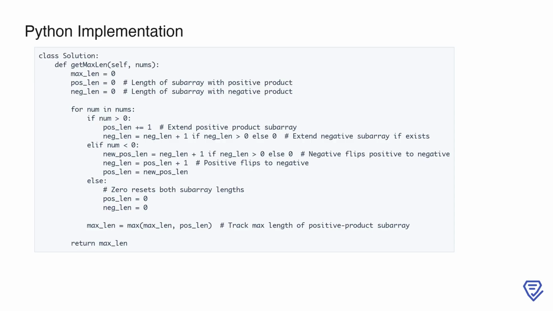3. Tracking maximum length: at each step, max_len is updated to the maximum of its current value and pos_len, which tracks the length of subarrays with a positive product. 4. Return result: finally, max_len is returned as the result. The algorithm runs in O(n) time, where n is the length of the input array, as it processes each element exactly once. It also uses O(1) space, as only a few variables are maintained throughout the computation. This makes it an efficient solution for the problem, capable of handling large input sizes within the constraints.